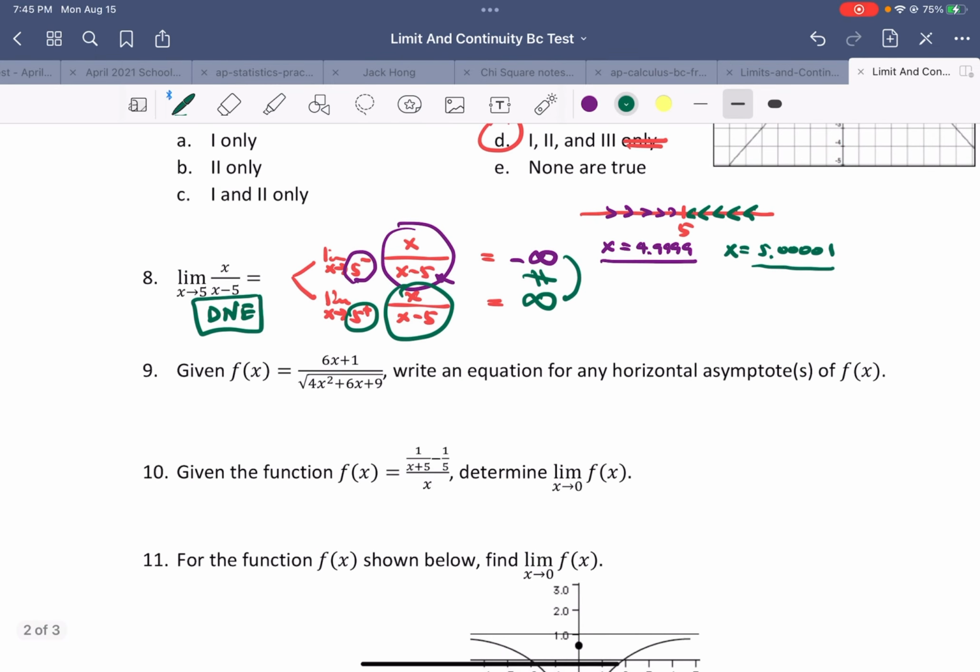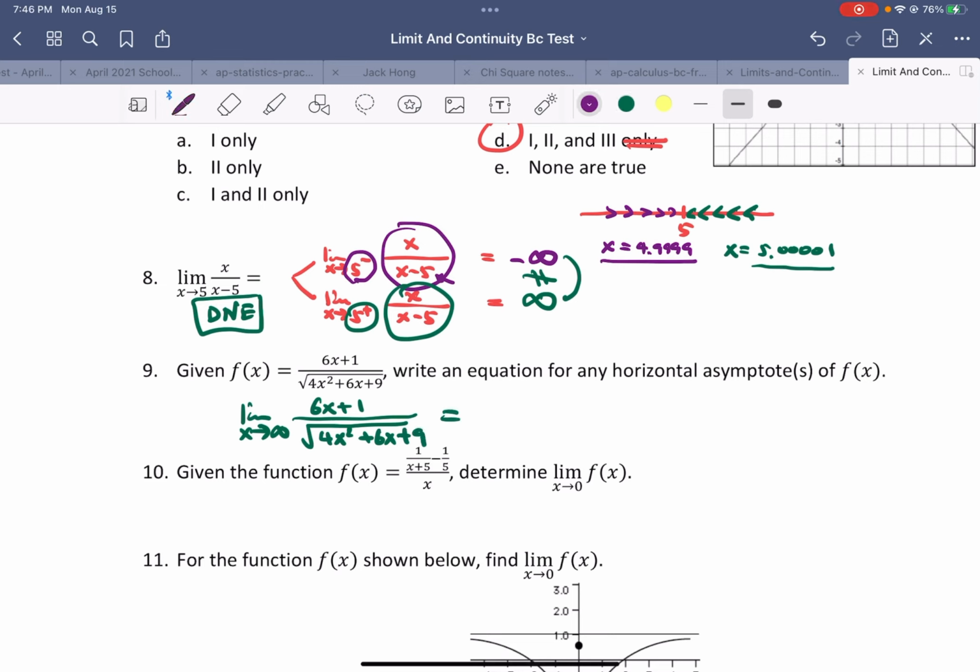Now let's move on to number 9. Given f of x equals 6x plus 1 all over the square root of 4x squared plus 6x plus 9, write an equation for the horizontal asymptote. Okay, horizontal asymptote: limit as x approaches positive infinite of 6x plus 1 over the square root of 4x squared plus 6x plus 9. Let's see.